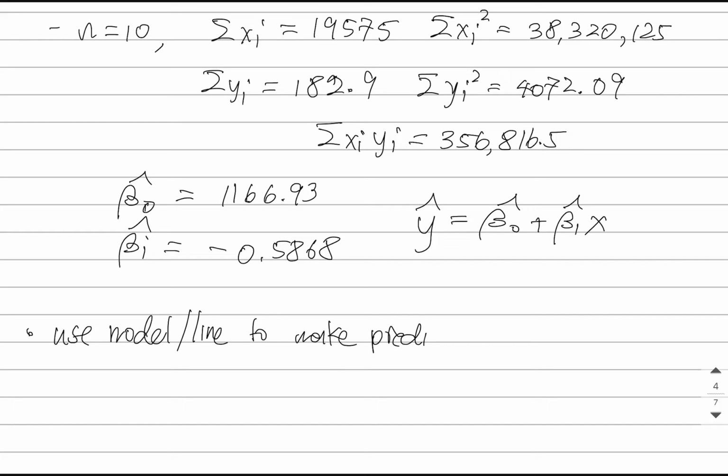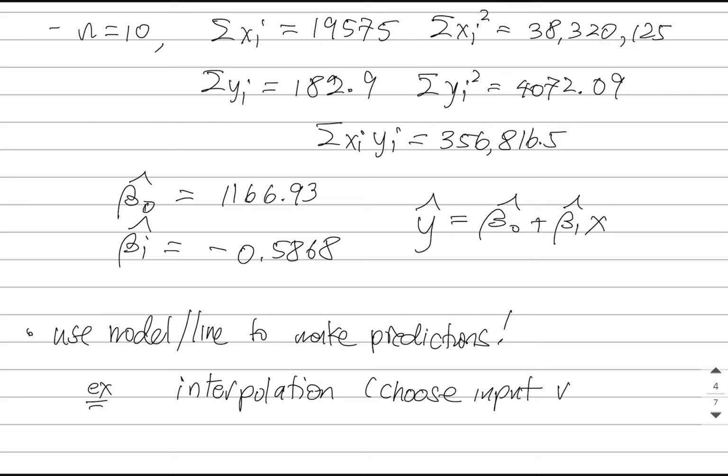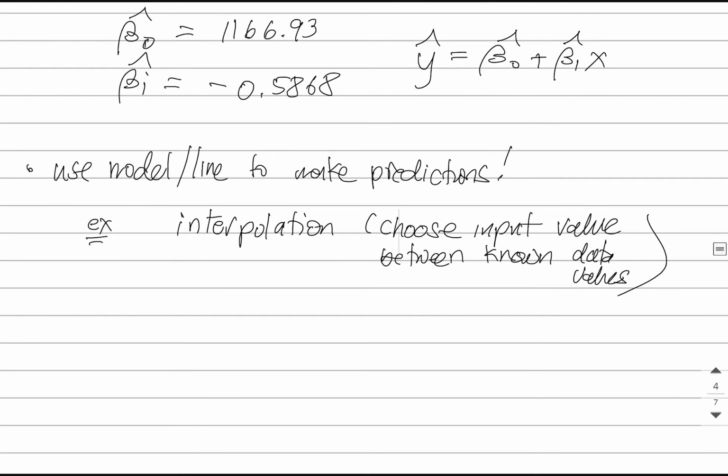Now, we use the model here, the line, to make some predictions. That's the whole point, right? We make models to make predictions. Now, if we were to make predictions in between the data, then that would be a different kind of modeling. If we were to make predictions within the data set, this would be something called interpolation. So this is when you choose an input value between known data values.